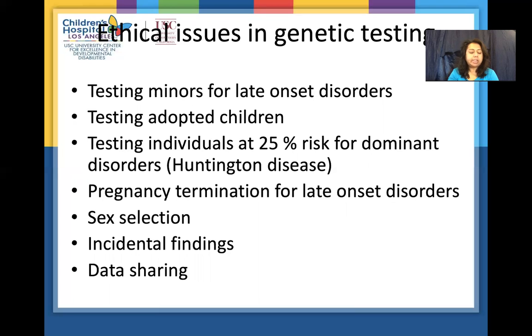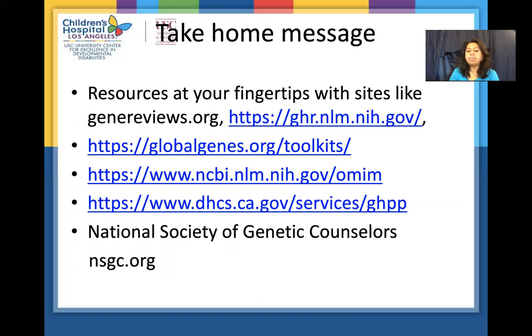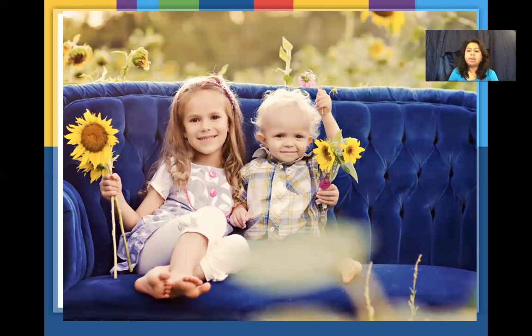And then, of course, now that we are getting more and more sequencing of populations of people, whether or not this data sharing is going to impact the way that we interpret the tests that are available to us. So we have numerous resources that we encourage you to take a look at. I've included these different websites and the National Society of Genetic Counselors website as well to explore some of these topics.